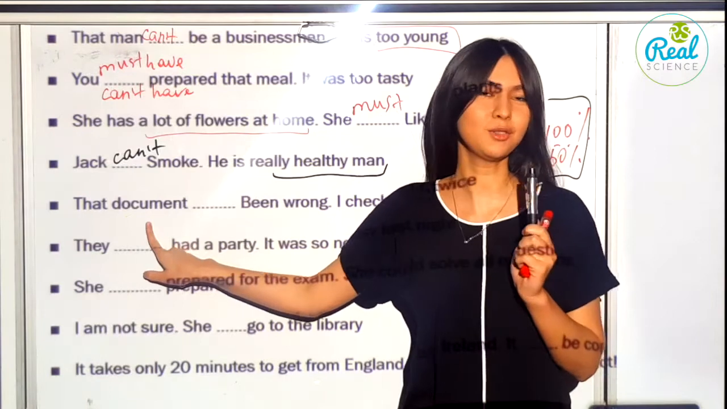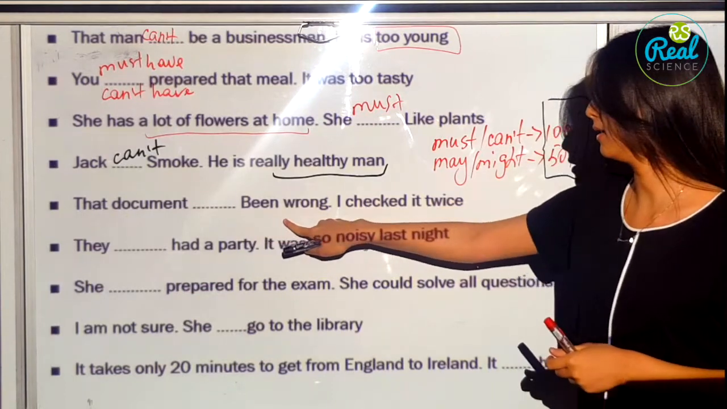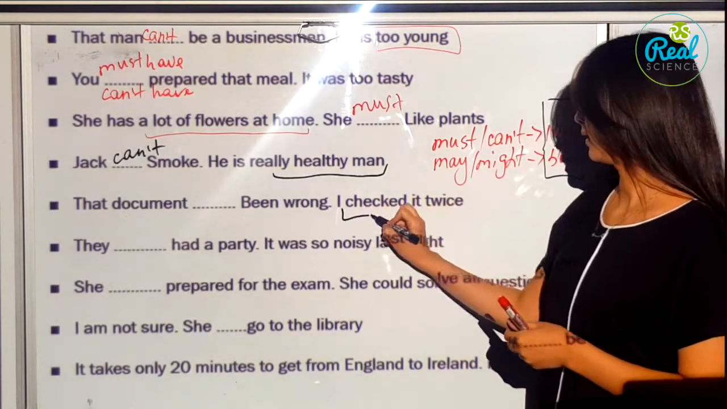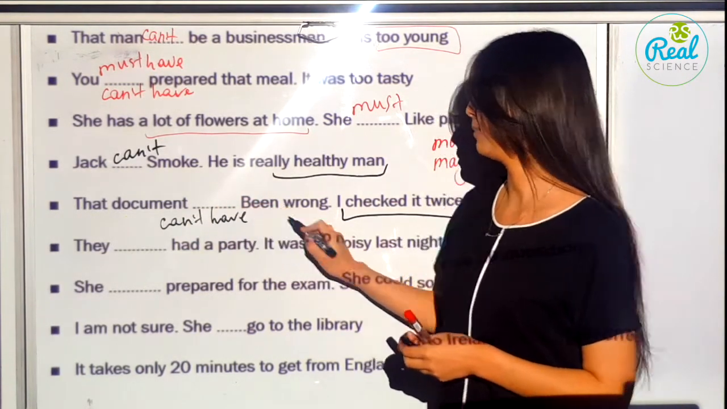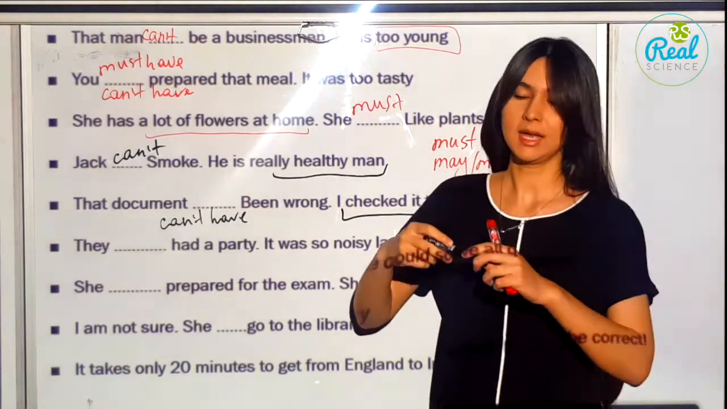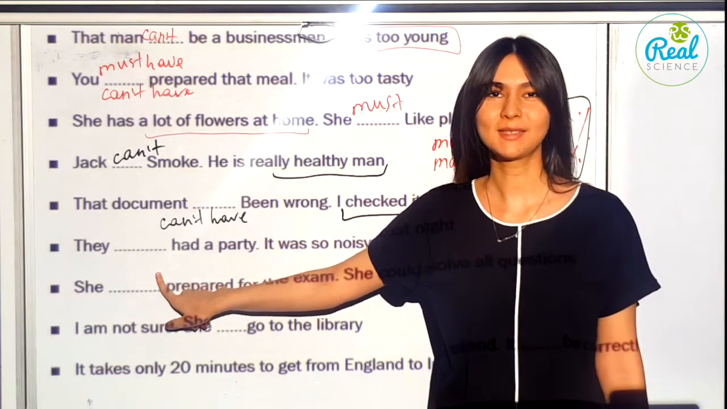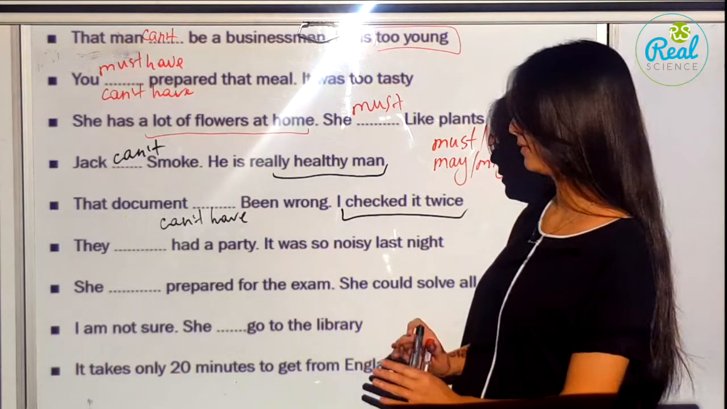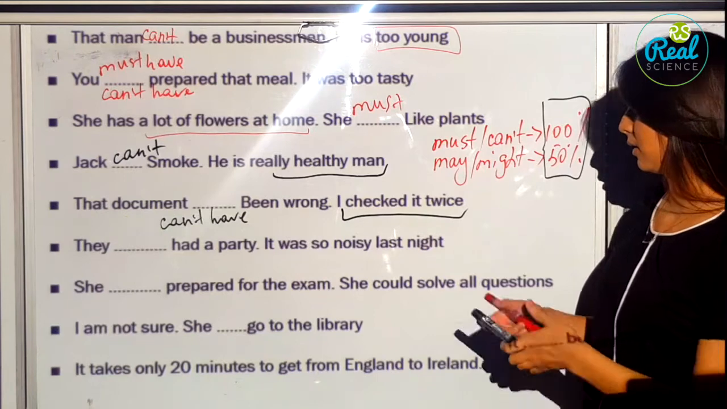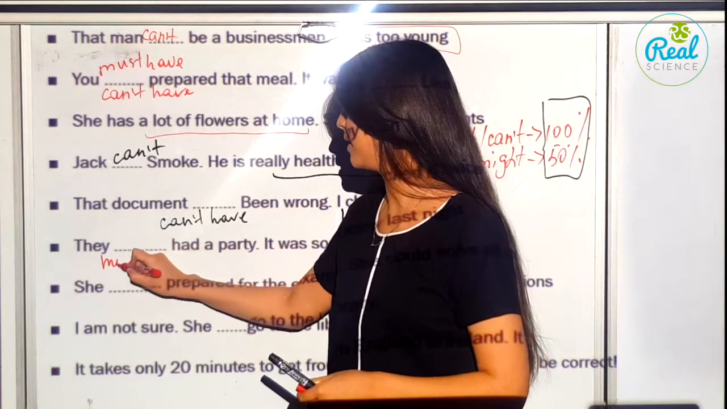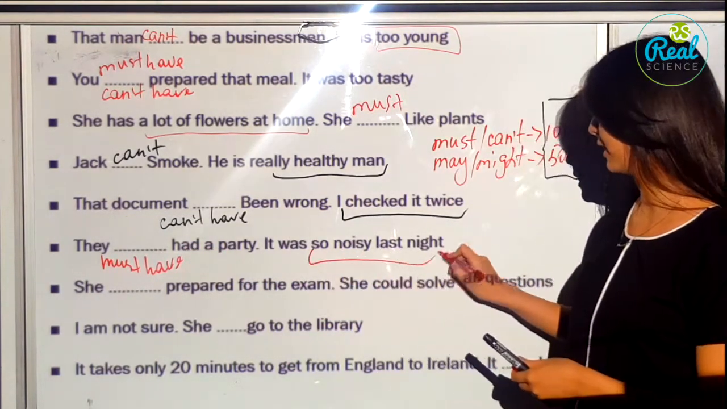Next one. That document, who wants to read? Can't have been. I said can't have. Can't have been, because this is in the past. I checked it twice. The situation happened in the past, that's why we put can't have. Next one. They must have had a party. It was so noisy last night. They must have had that. Good job, because it was so noisy last night.